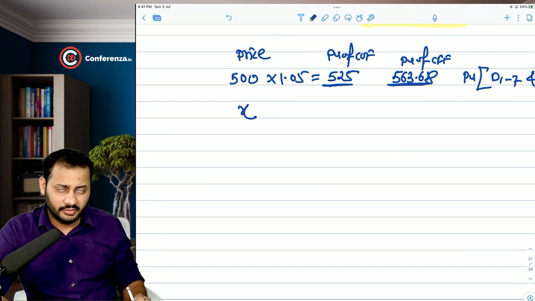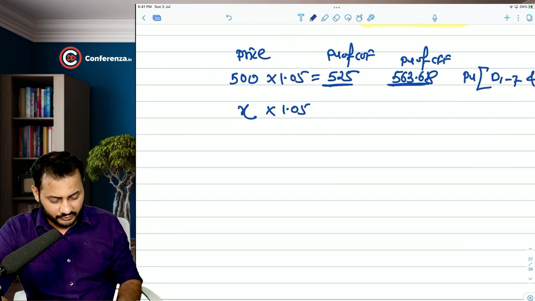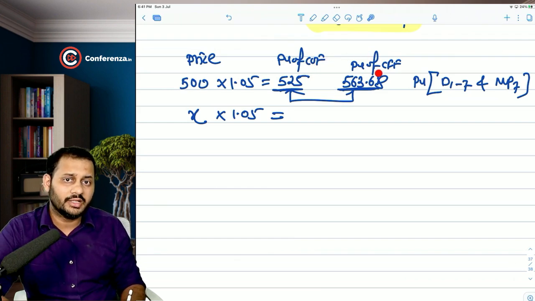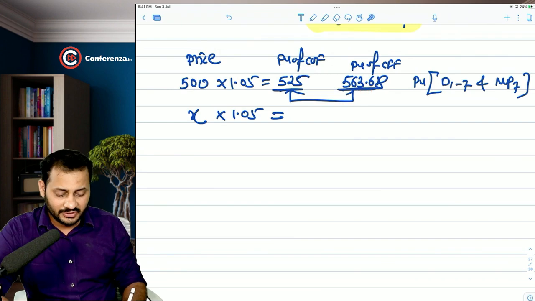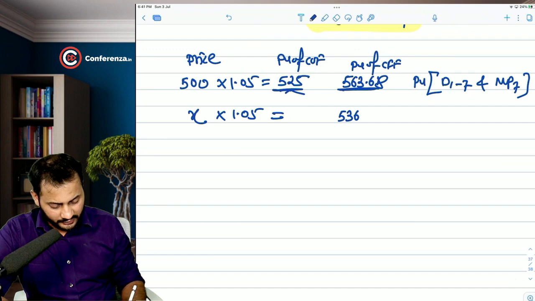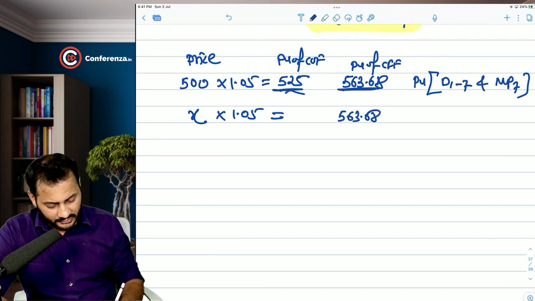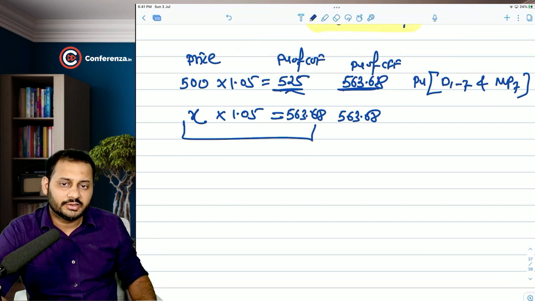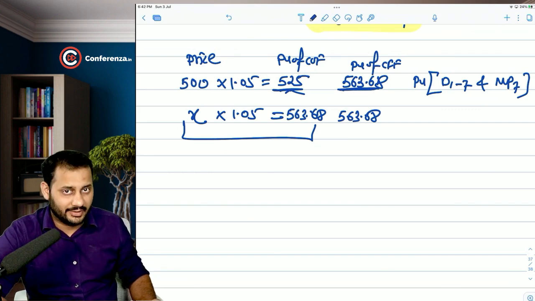Instead of 500, keep it X into 1.05, so that these two values become equal. You are not going to pay more. Outflow should not be more than inflow. That's what we say, na? If the inflow is restricted to 563.68, the outflow should also be restricted to 563.68. So solve this equation and you will get the X, the maximum price where the total outflow will go to 563.68, because that's the last point we can afford from our pocket.